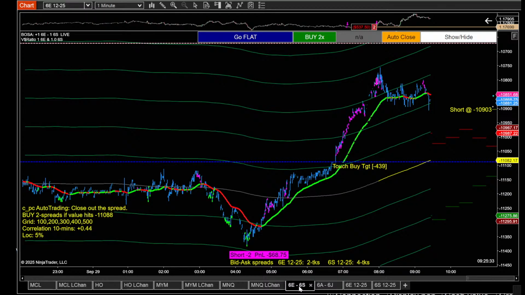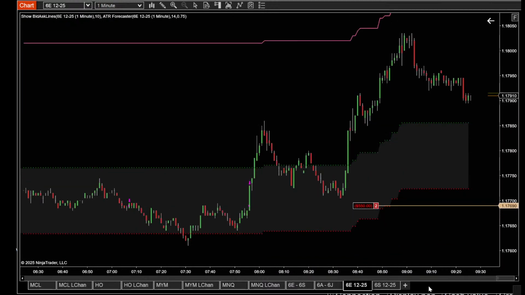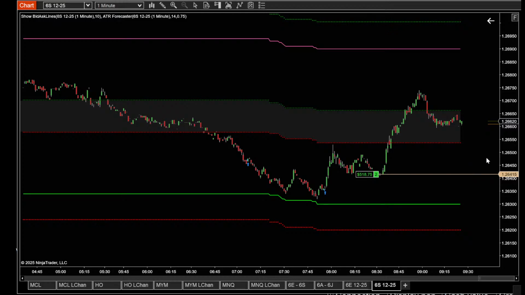All right. A little bounce in the spread. 6E is holding. 6S, are we dropping a little bit?